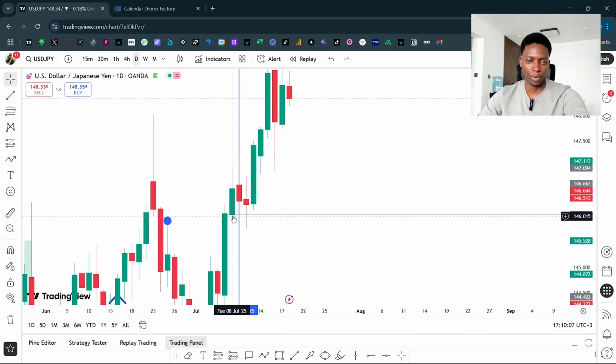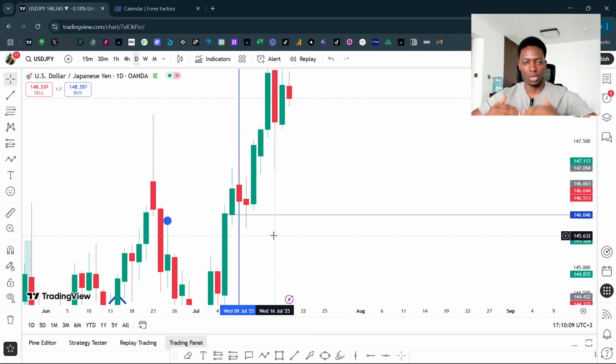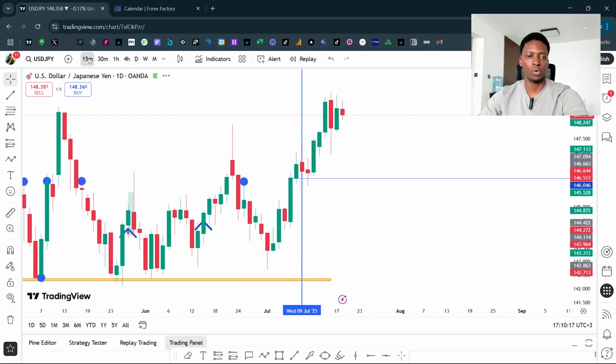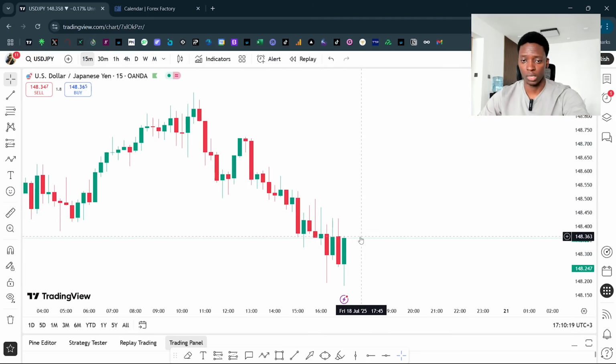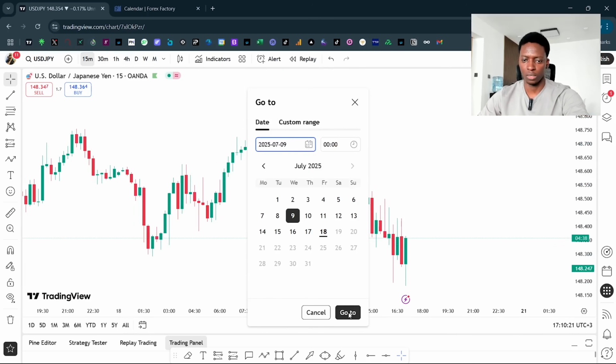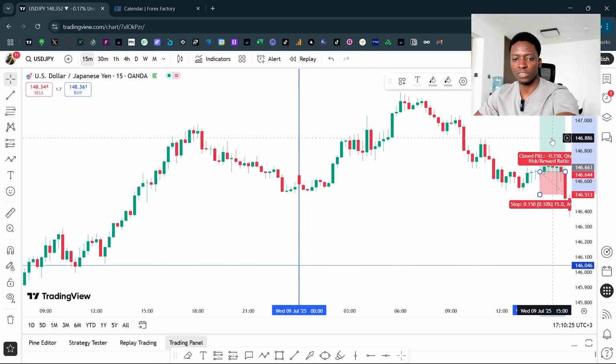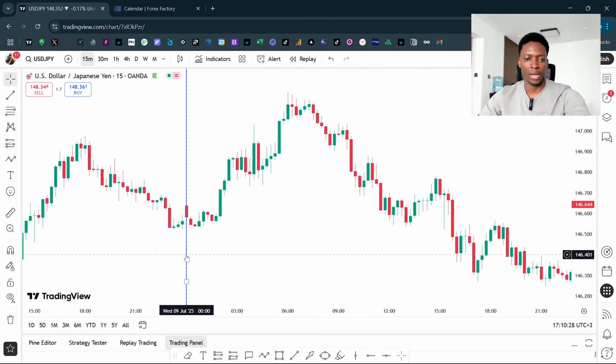And then I mark the open of the previous day because I like executing above the previous day's open. So now you can move to a lower time frame. I've already shown you the economic calendar, which was clean based on my strategy. So we move back to the 9th of July on the 15-minute. And now the first thing you want to mark is my open for the day.